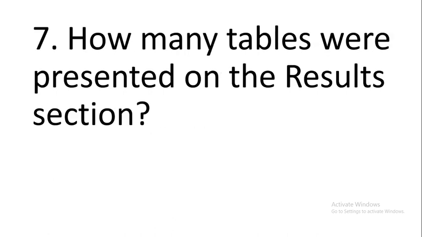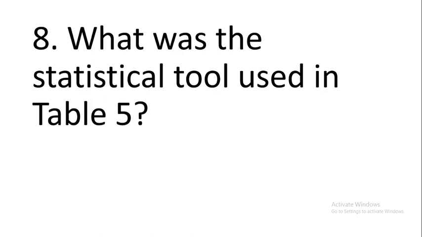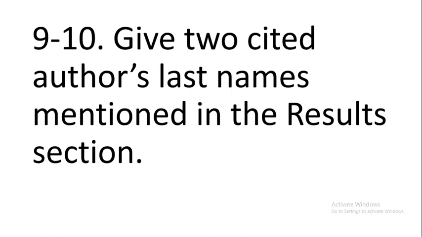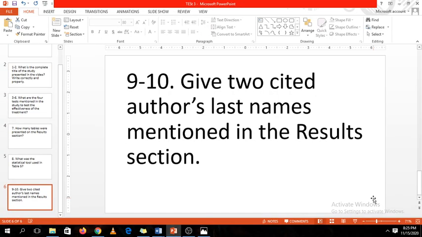How many tables were presented in the results section? So how many table or tables. What was the statistical tool used in table 5? And items 9 to 10: give two cited authors' last names mentioned in the results section. There are many authors' last names; you just need to give only two. Okay, when you copy, you can rewind. That is one advantage of a video presentation. You just rewind, pause, and relearn until you are satisfied.